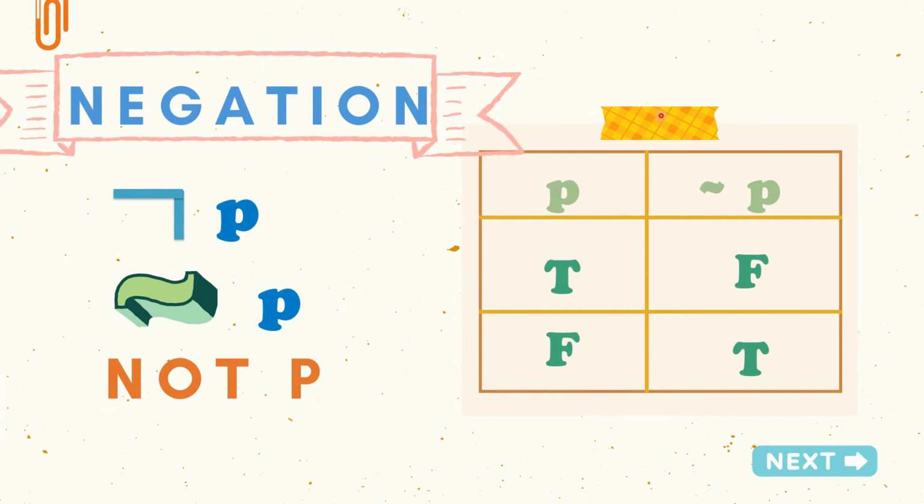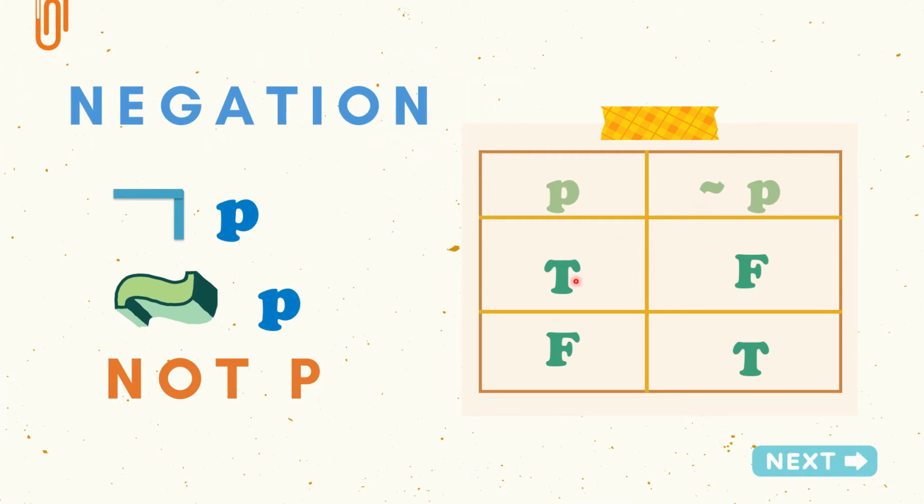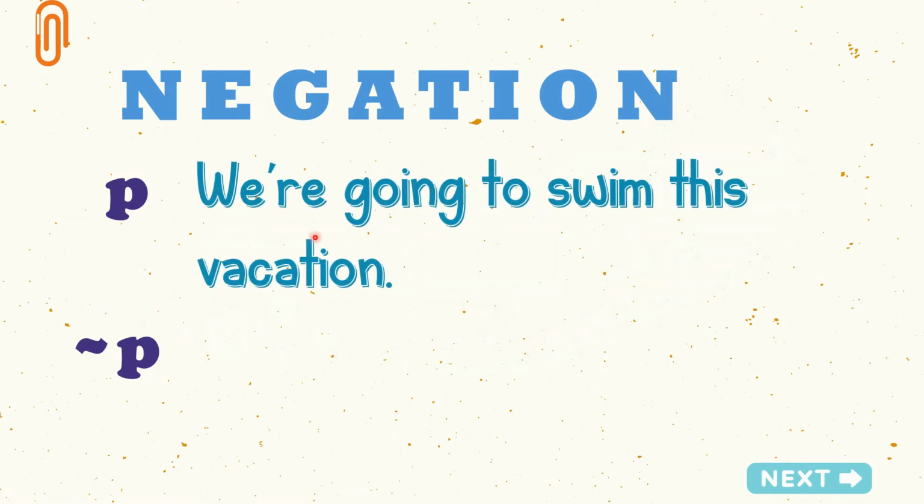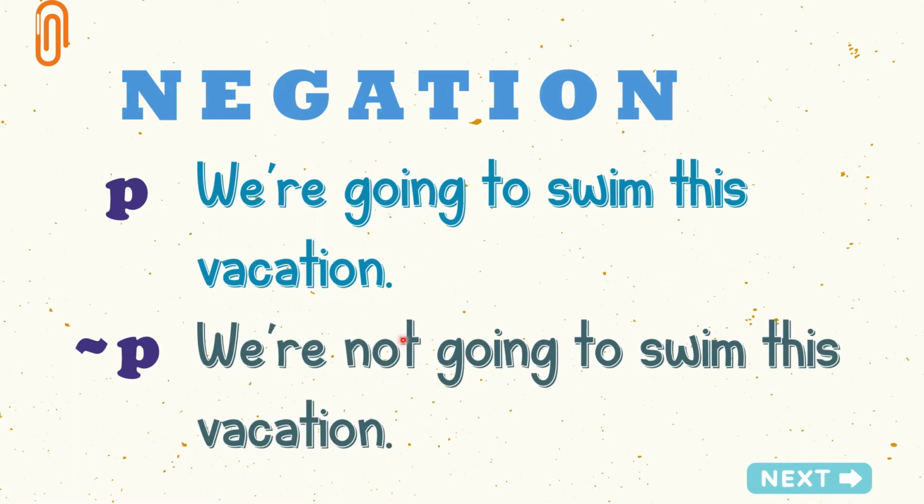And in here we have the truth table. The truth value of not P is the opposite of the truth value of P, so under T and F, it is F and T. Take note, P is the hypothesis and Q is the conclusion. The example of negation: the first one is a statement, and the opposite statement using not.